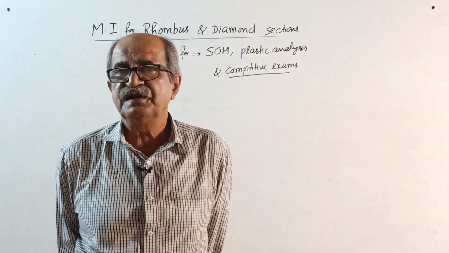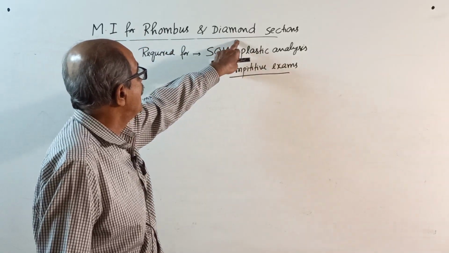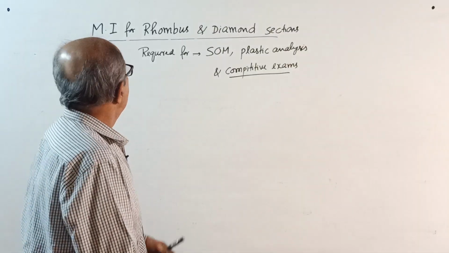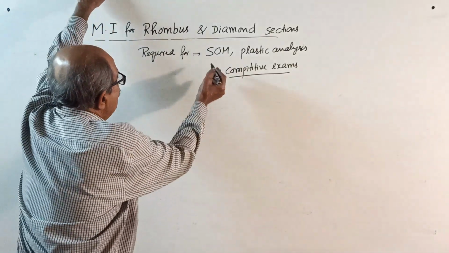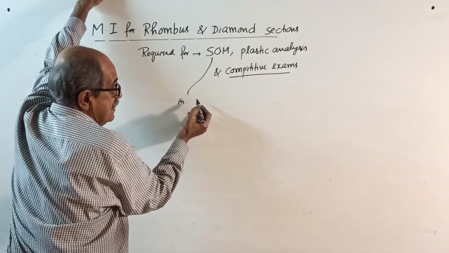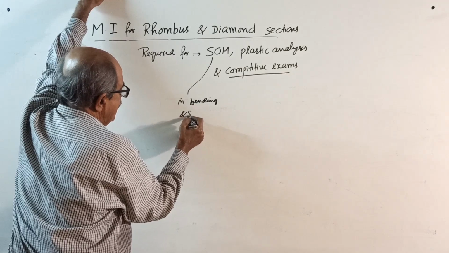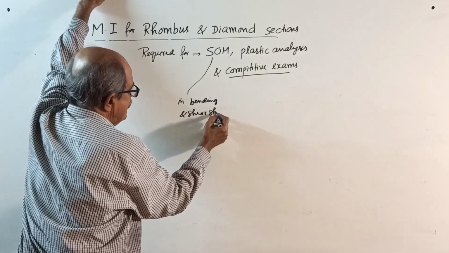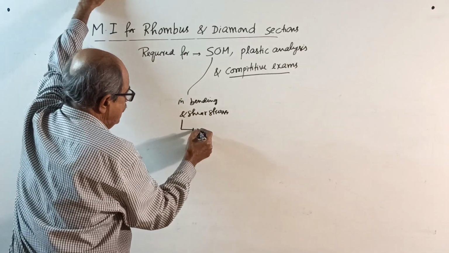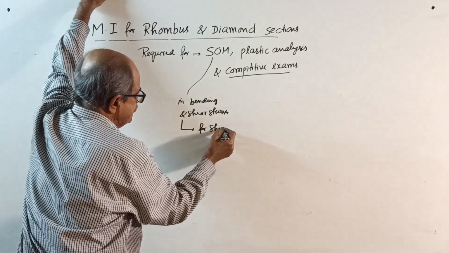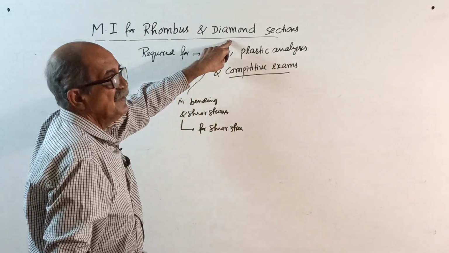Today's class, a special type: moment of inertia for rhombus and diamond sections, required for strength of materials, especially in bending and shear stresses for beams, and further especially for shear stresses. These rhombus and diamond sections are required.